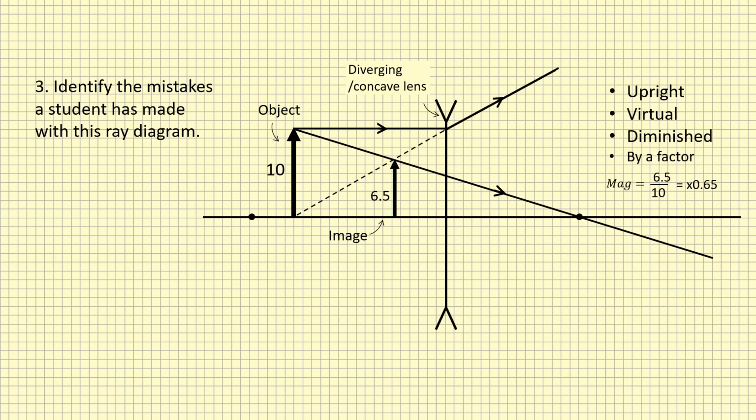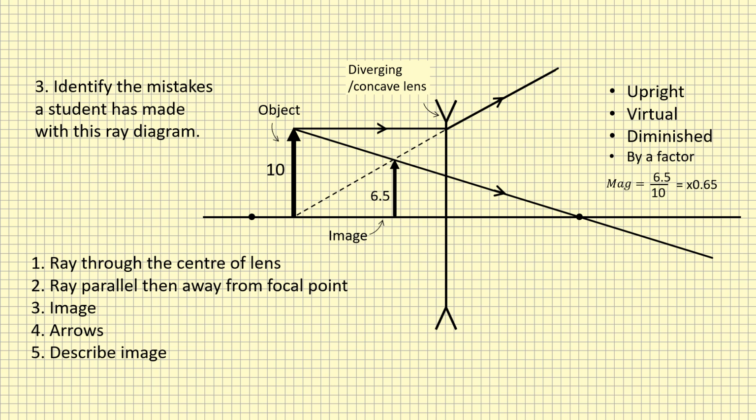Identify the mistakes a student has made with this ray diagram. Okay, let's check our checklist and just see if the student has done this right. The first ray should be going from the top of the object through the center of the lens. It should be going through this point. As you can see, the student has mistakenly drawn the first ray going through the focal point on the right. So that's wrong. It should be going through the center of the lens like this, undeflected.